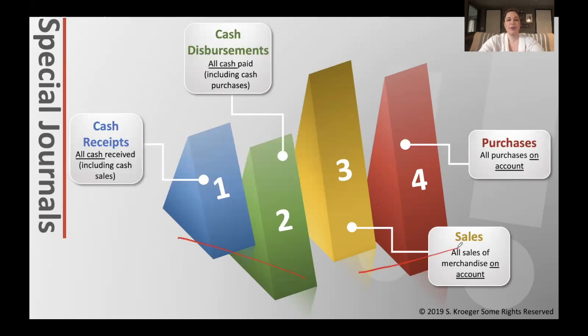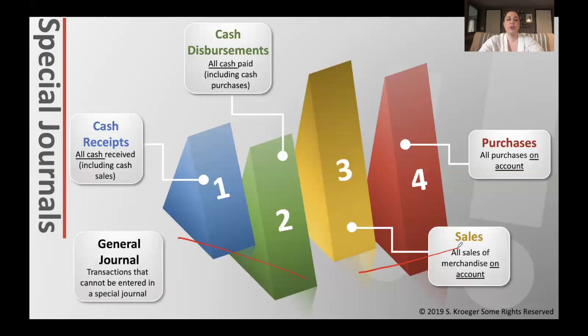There's going to be times where we're going to have transactions that don't fit into one of these special journals. Maybe we're correcting an entry or we're returning a purchase and it didn't involve cash. Then we would just put this into the general journal. This means that we still have our regular journal. We just have these 4 on the side. We still have our regular journal for all the transactions that don't fit into one of these special journals. Therefore, we really have 5 journals. 4 of them are special and 1 of them is regular.